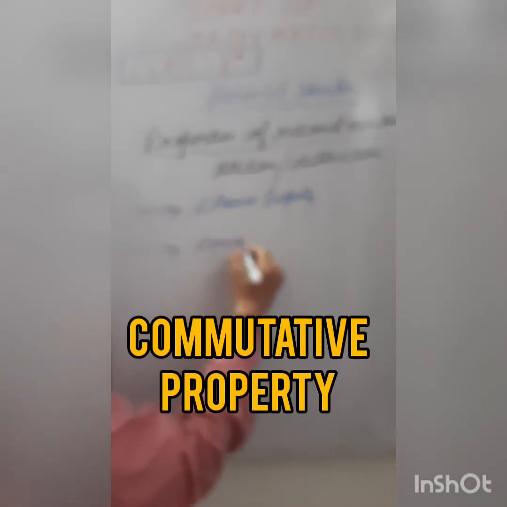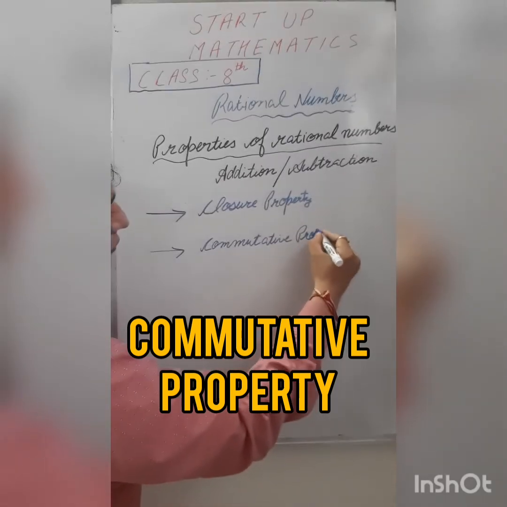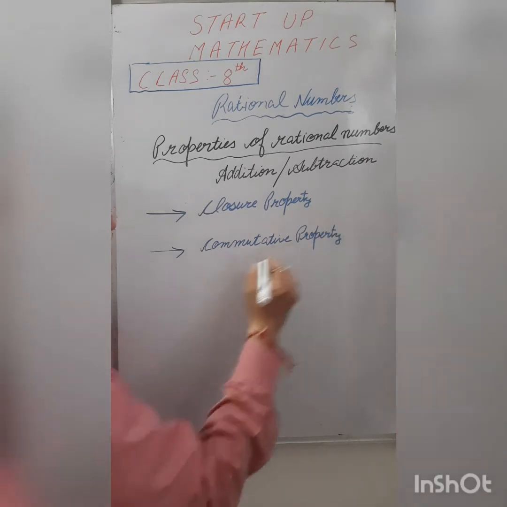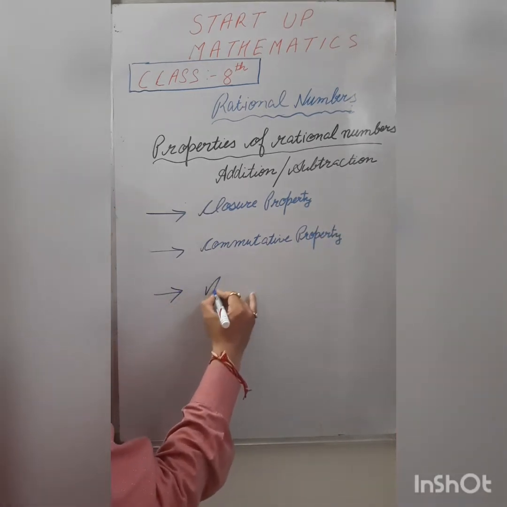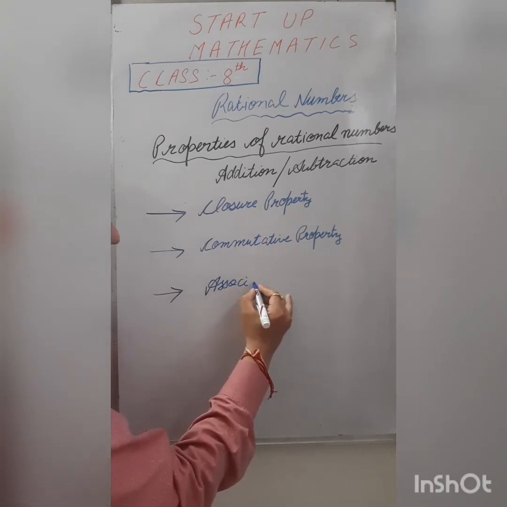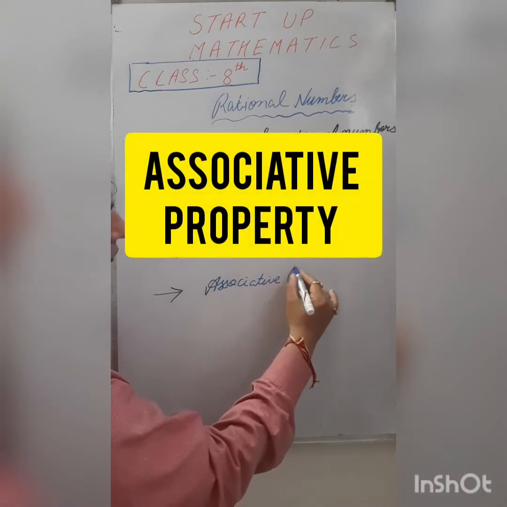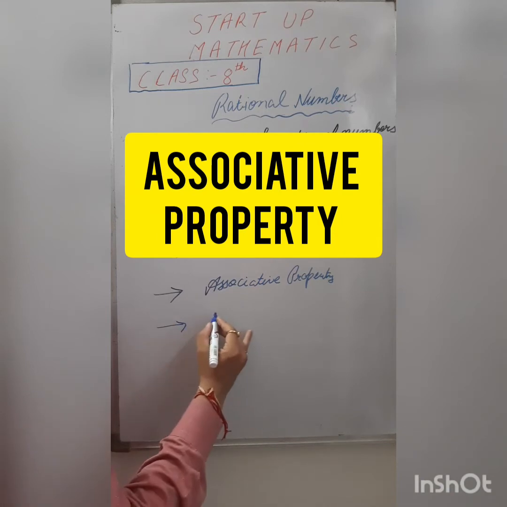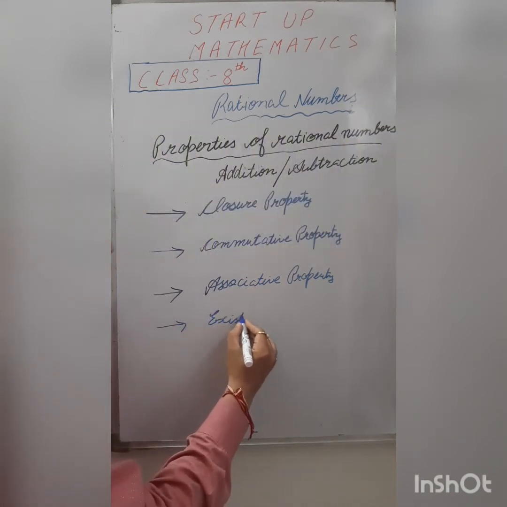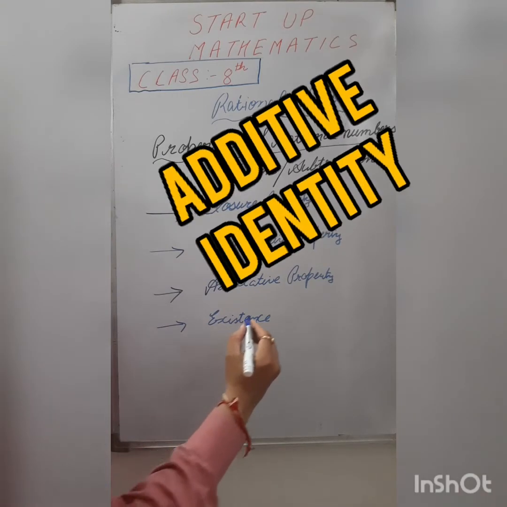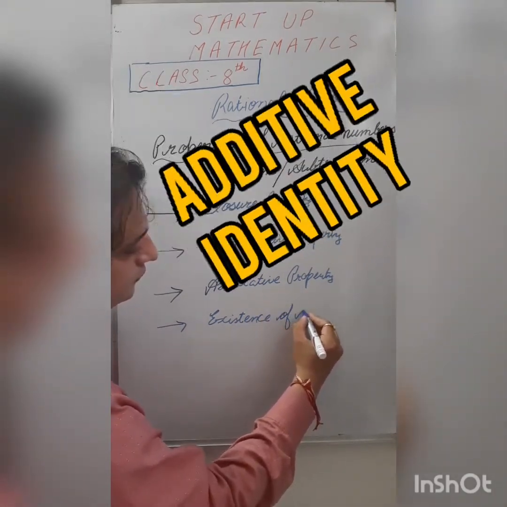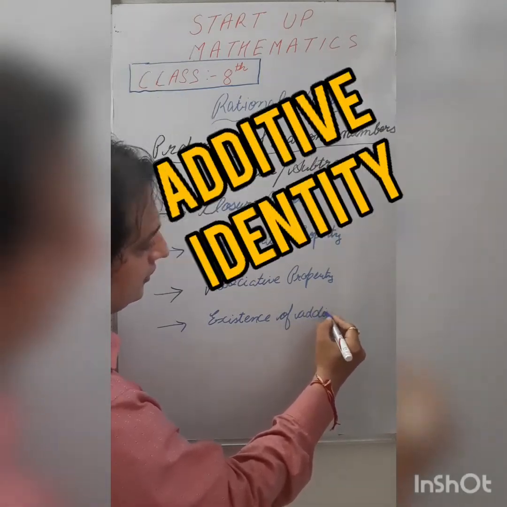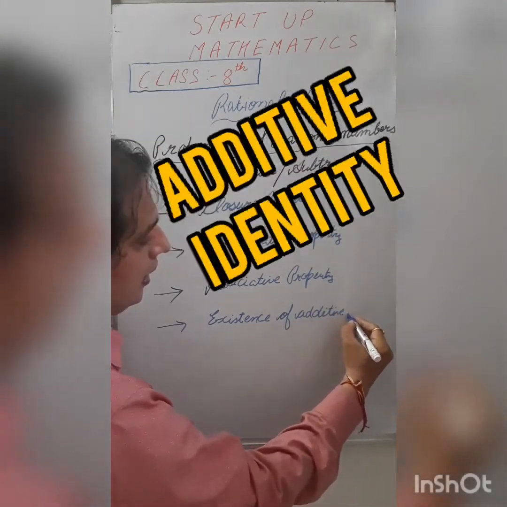second is the commutative property; third one is the associative property. Fourth is the existence of additive identity.